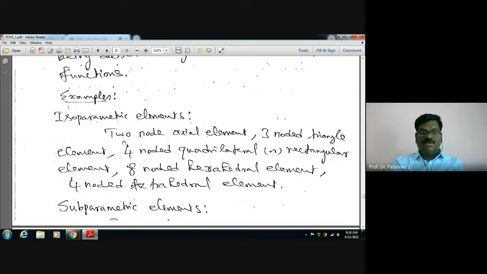Examples of isoparametric elements: the two-noded axial element is an isoparametric element. The three-noded triangular element is a best example for an isoparametric element. The four-noded quadrilateral or rectangular element is also a best example, as are the eight-noded hexahedral element and the four-noded tetrahedral element. This discussion is taken from the C.S. Krishnamurthy textbook; the notes on isoparametric elements I prepared from that book, and you can see all these examples there.